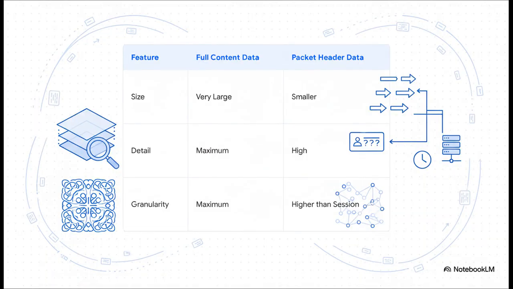And here we go. This table just perfectly illustrates that trade-off we were talking about. See? Packet header data gives you that super valuable who, what, and where information, but it costs a fraction of the storage and processing power that full content data does. It's a really, really efficient choice for a lot of situations.